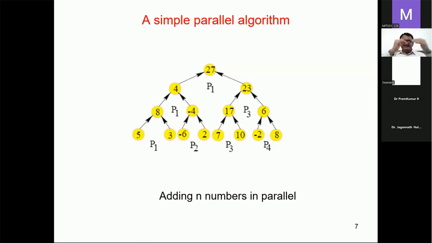As you can see, the answer is there on the slide. 5 plus 3, 8, minus 6 plus 2, minus 4, 7 plus 10, 17, minus 2 plus 8, 6. And then at the first iteration, there are 4 processors. Then at the next iteration, there are 2 processors. And at the final iteration, there is only 1 processor. Are you getting it? Yes, sir. Yes, very good. Okay. So now what is my objective? This is a simple parallel algorithm, which is basically adding n numbers in parallel. Let us try to understand, when we evaluate a parallel algorithm, what are the factors, or rather, in computer science, can you tell me, any parallel algorithm is evaluated on which two metrics?